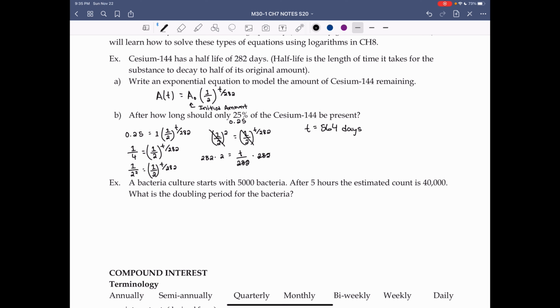Then we can say after 564 days, only 25% of the cesium-144 will be present.